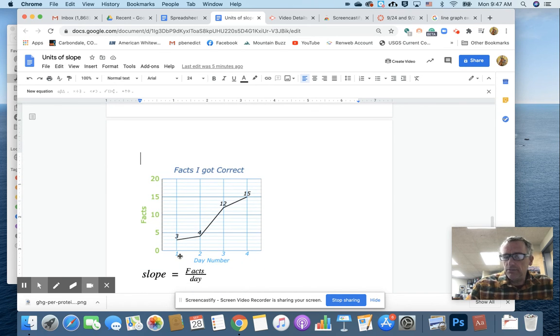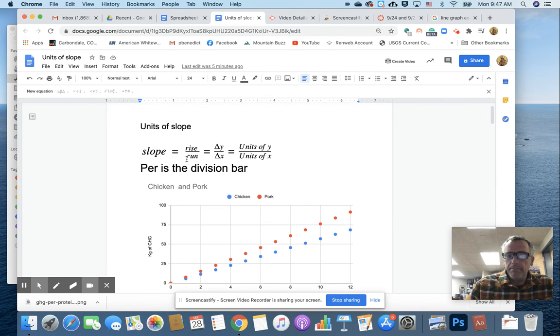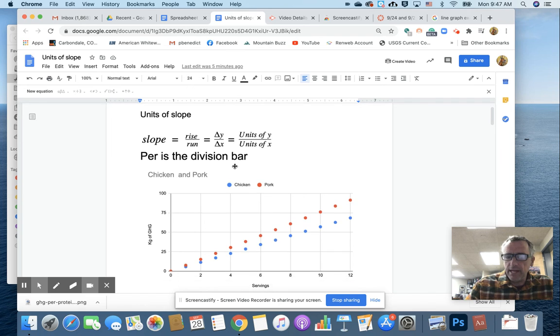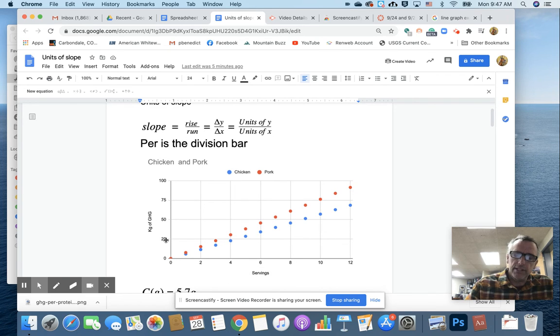So in review, right? To find the units of slope, you just take the y units and put them over whatever the x units are. For example, here kilograms of CO2 or kilograms of greenhouse gases per serving of chicken.